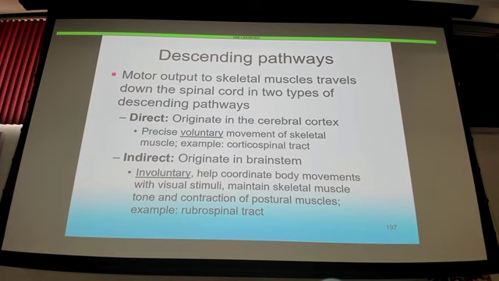Right now, we're talking pathways. If a pathway travels out down the spinal cord, or where it came from, if it's a direct pathway, that means it came from the cerebral cortex. If it's an indirect pathway, it originated in the brainstem. So we're looking at a motor output. Anything that you're not constantly aware of is an indirect pathway.